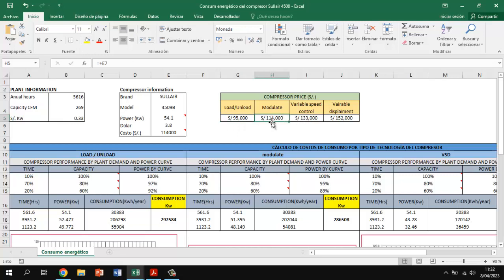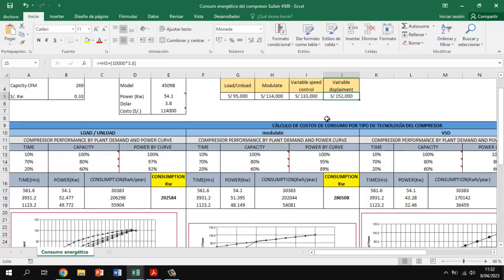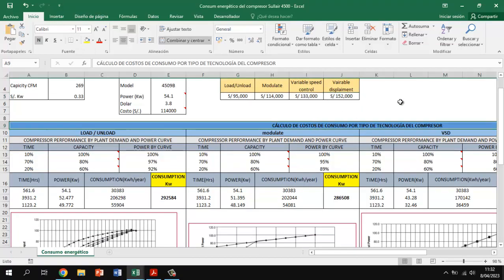For load and unload, I just consider $15 less, and then I start plus $5,000 here. Well, in this case it is $10 if we take the modulate. Oh sorry, this is in Spanish, I'm so sorry.